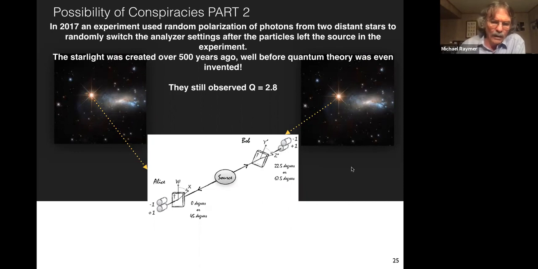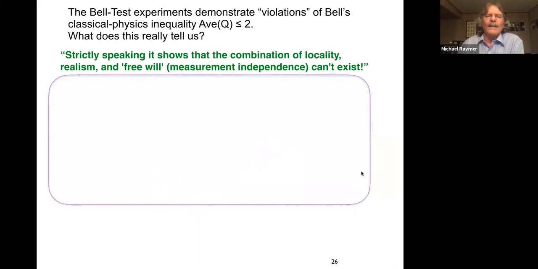Okay, I hope you followed all that logic. So what could be wrong with the assumptions that led to us deriving the Bell inequality? Okay, these are called Bell test experiments. And strictly speaking, what all these experiments prove, and prove beyond any rational doubt, is that the combination of locality, realism, and measurement independence cannot exist, or I should say does not exist, in our universe. We don't know why, but this is just the universe that we live in.